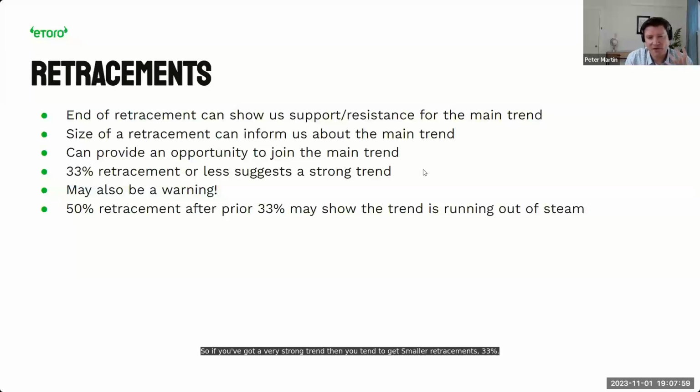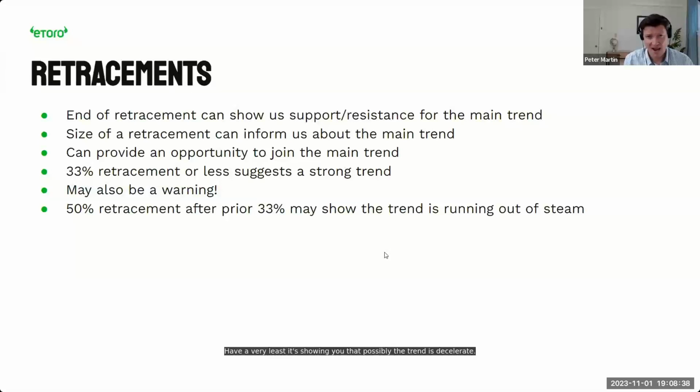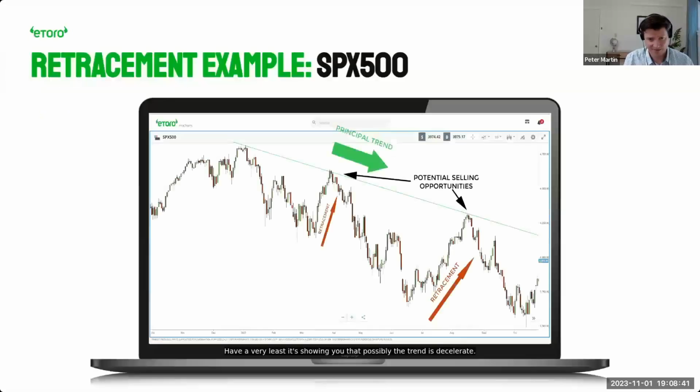So if you've got a very strong trend, then you tend to get smaller retracements. So 33% of it retracing the price back from peak to trough suggests a strong trend. Retracements can also be a warning. If you get an extremely big retracement, especially if it follows after a smaller retracement, that might be an indication that the trend is under threat or running out of oomph. So this final point, 50% retracement after a prior 33%. 33% might indicate, wow, this is a really strong trend, but then it retraces more the next time. At the very least, it's showing you that possibly the trend is decelerating.